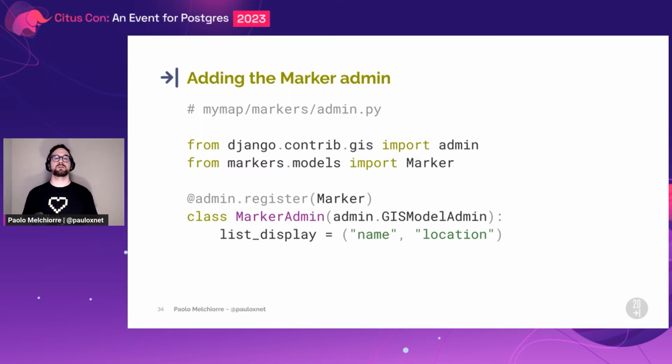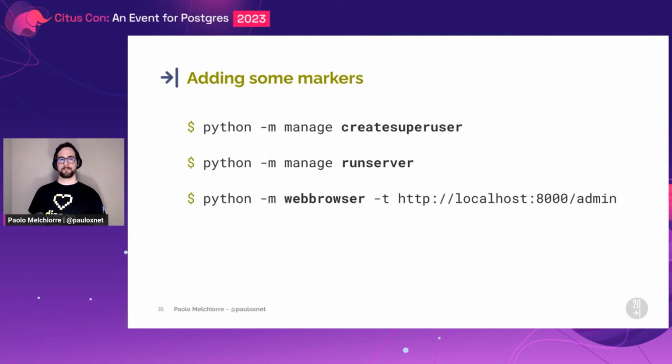To easily insert new markers in the map, we use the Django admin interface. We define a marker admin class by inheriting from the GIS model admin class, which uses the OpenStreetMap layer in its widget. Now we can create a new superuser to access the admin interface after starting the project locally. Finally, we can start our Django project with the runserver command as before and visit our admin section in the browser.